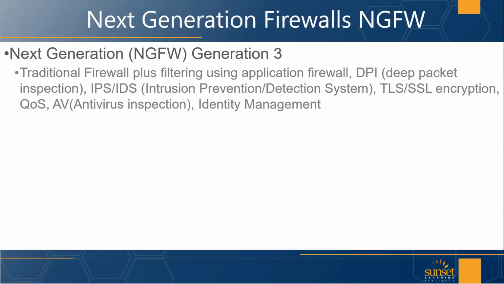QoS. So we can limit and we can rate limit users going through our firewalls. Okay. Antivirus inspection. So we can actually do a virus inspection before it hits our endpoints. Okay. So that's kind of cool. And identity management. So in the case of Cisco, we can tie this into ISE and Threat Grid, and we can use source destination security group tags. We can actually tie it into an Active Directory server.